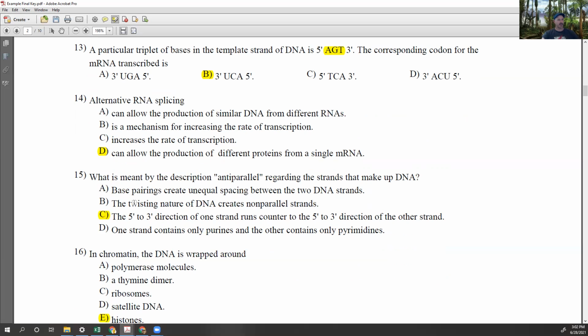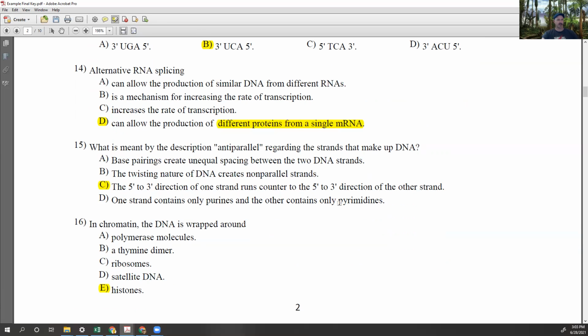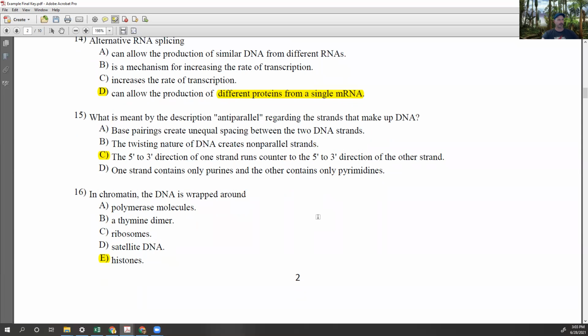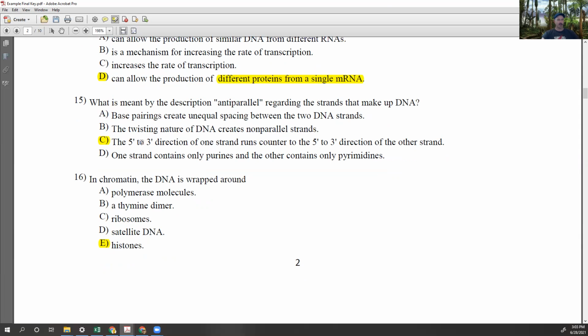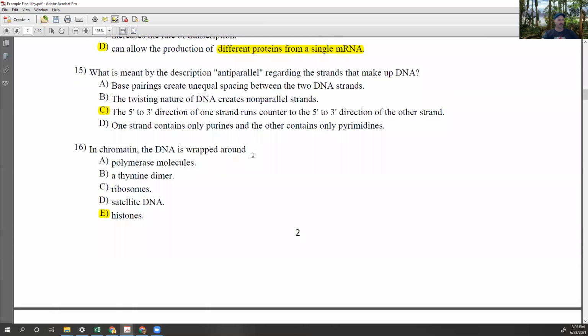Alternative RNA splicing can allow the production of different proteins from the same messenger RNA, or you can mess it up and have a junk protein made this way as well, but you can get different proteins from the same messenger RNA. What is meant by the description anti-parallel regarding the strands that make up DNA? Well, one of them is 5 to 3 going this way, the other one is 5 to 3 going the other way, so therefore C for number 15.